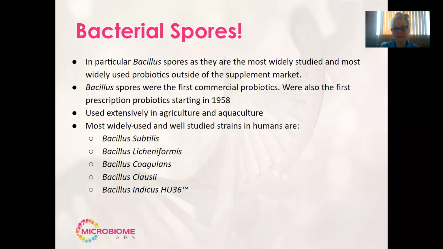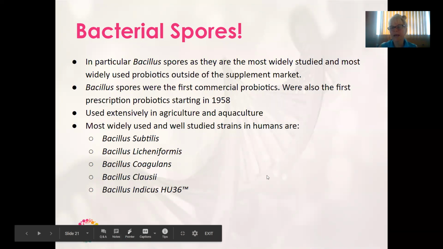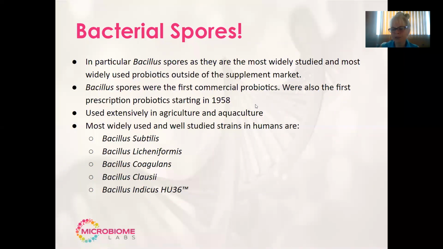since 1958, used extensively in agriculture and aquaculture. Most widely used and well-studied strains in humans are the Bacillus subtilis, licheniformis, coagulans, clausii, and indicus. Now, I go back to this agricultural and aquaculture. It always seems to be the veterinarians, when it comes to nutrition, who are decades ahead of human medicine. And it's always been that way.